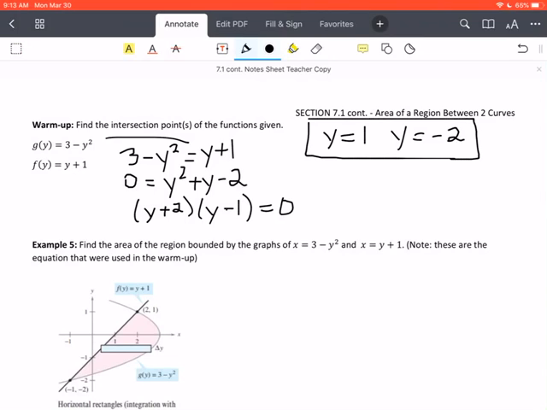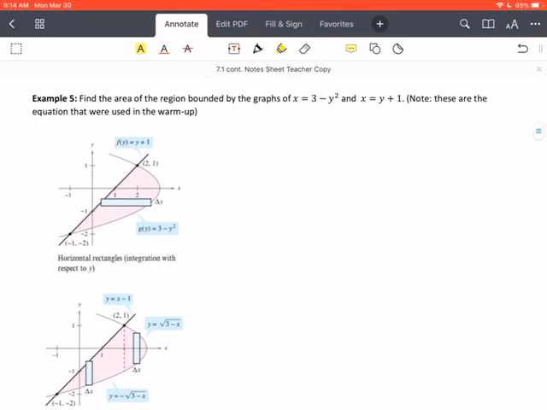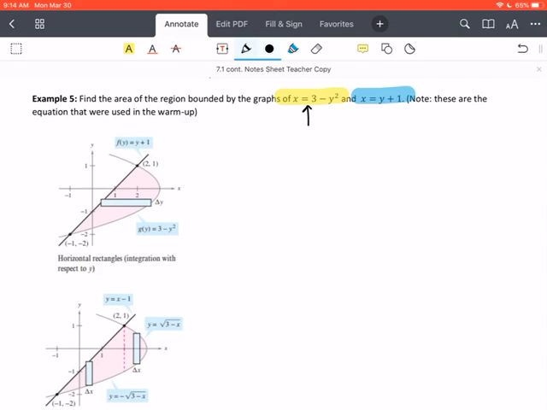So if we scroll down to example number 5, it says find the area of the region bound by the graphs x equals 3 minus y squared and x equals y plus 1. Those are the two equations that we just worked with in the warm-up, and I did that on purpose. Now if you look at the graph of this, which I copied twice, you can see right off the bat that this first equation is not a function. It fails the vertical line test.